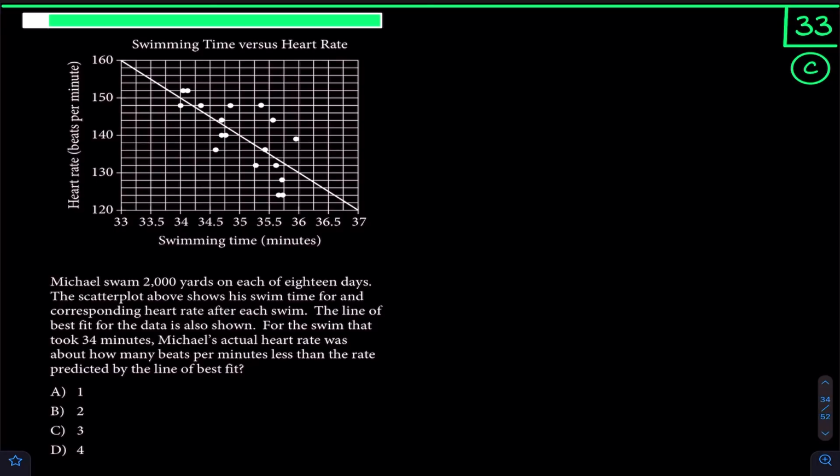So moving on now to problem 33. This problem, we're given a graph here, and it says Michael swam 2,000 yards on each of 18 days. The scatter plot above shows his swim time and corresponding heart rate after each swim. The line of best fit for the data is also shown. For the swim that took 34 minutes, Michael's actual heart rate was about how many beats per minute less than the rate predicted by the line of best fit.